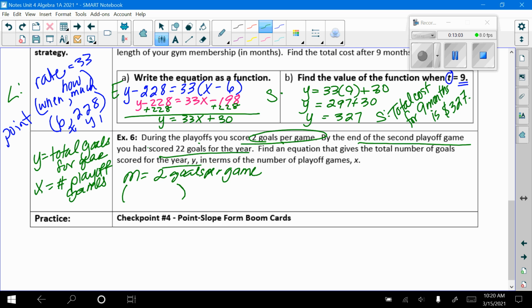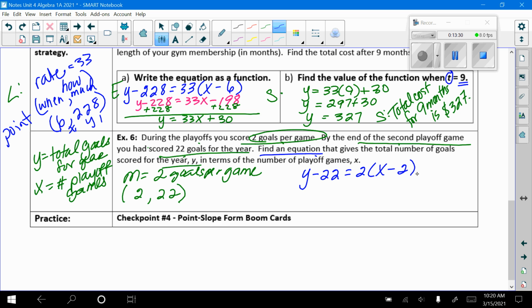My point then, when and how much. So when and how much. Second playoff game, you had 22 for the year. So second, you had 22. A lot of 2's in this problem. So now let's write the equation, because it says find an equation. So all we have to do is find the equation. Y minus 22 is equal to 2 times x minus 2.